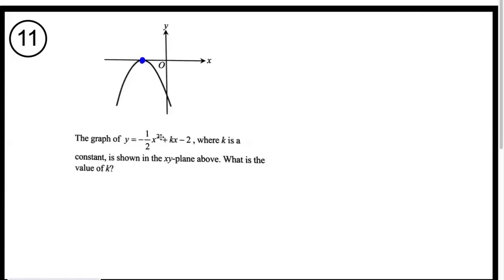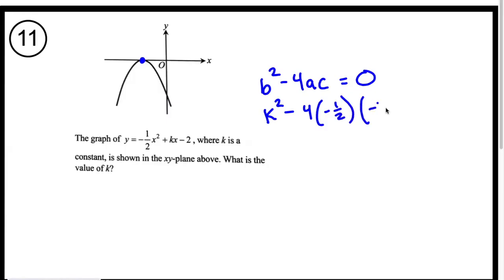So another way to find k is to realize that this crosses the x-axis once, which means there's one solution. And we talked about earlier, when you have one solution, b squared minus 4ac has to equal 0. So b is k, so k squared minus 4 times a, which is negative half, times b, which is negative 2, should equal 0. So k squared, and then the negative half times negative 2 is 1. 1 times negative 4 is negative 4. And then we just get k squared equals 4.